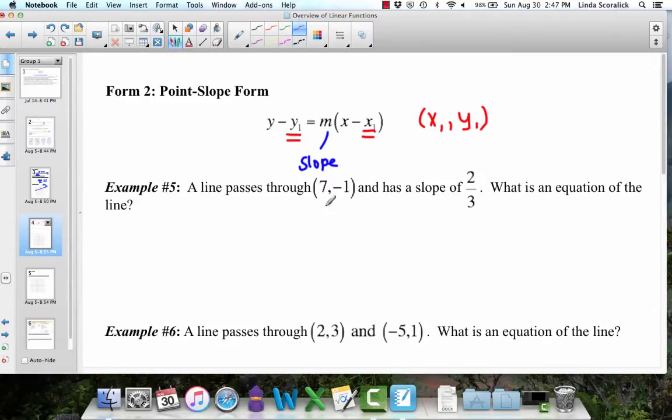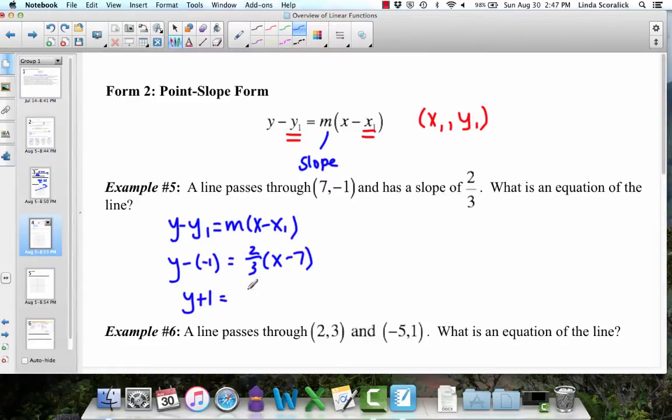Looking at example 5, we know that a line passes through the point 7, -1 and has a slope of 2/3. What is an equation for that line? Well, using our point-slope form, as we have above, let's plug in the different pieces. So our y1 coordinate was -1. Our m, or our slope, was 2/3, and our x1 coordinate was 7. Simplifying the double negative here, we get y plus 1 equals 2/3 times x minus 7.